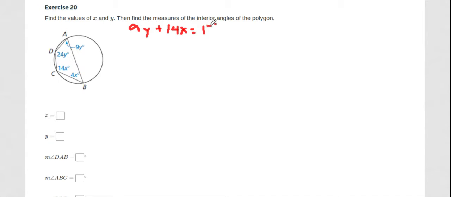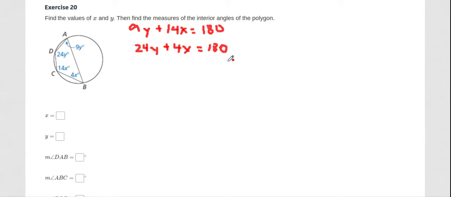So that's one equation. But the problem with that equation, if that was our only equation, is we have two variables in that equation. The other equation that we could set up is 24y plus 4x. Those are opposite angles in that quadrilateral. Those are also supplementary. So 24y plus 4x, that's also equal to 180. So what we have is a system of equations. We have two equations with two variables.